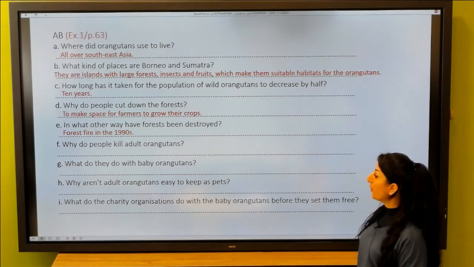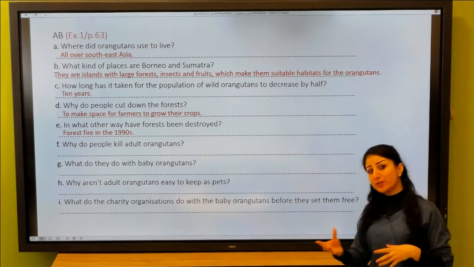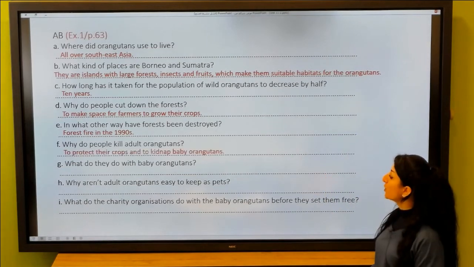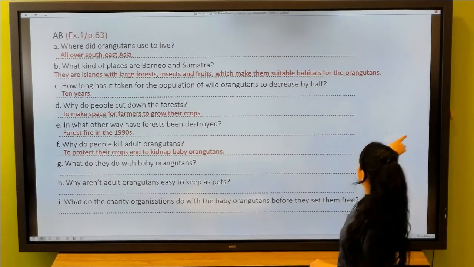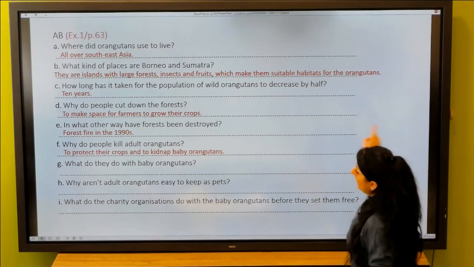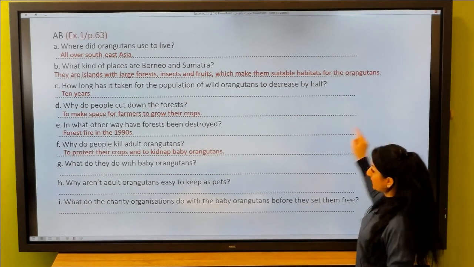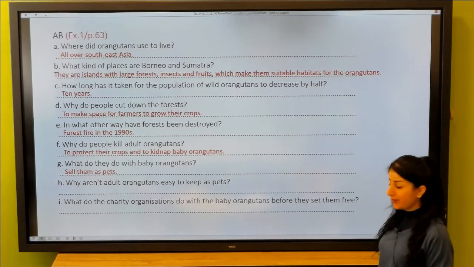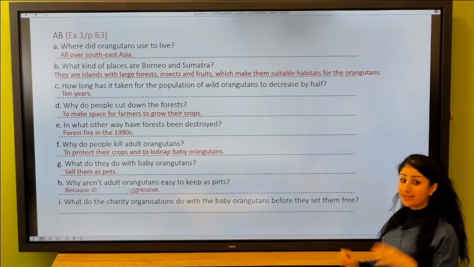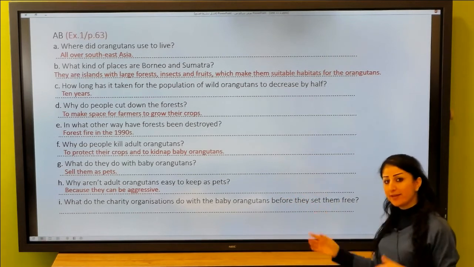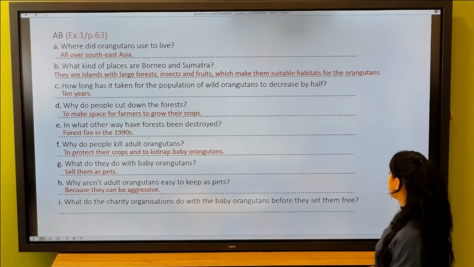Okay. Why do people kill adult orangutans? Because they become a threat and eat the crops of farmers. To protect their crops and to kidnap baby orangutans to make money, like we said before. Letter G. What do they do with baby orangutans? Sell them and make money. Sell them as pets. Okay. Why aren't adult orangutans easy to keep as pets? Because they can be aggressive, unkind or unfriendly. The last question, what do the charity organizations do with the baby orangutans before they set them free?